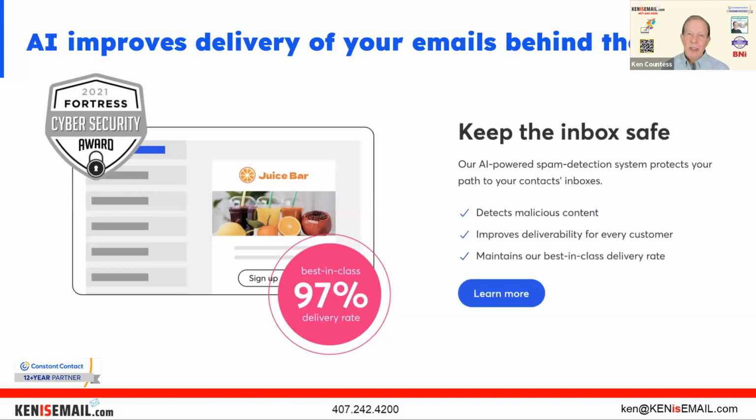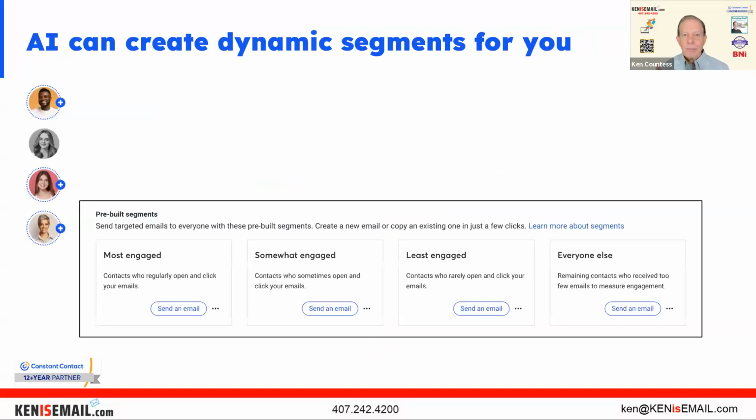Now, let's get a sense of where everyone is with their email marketing currently. You see, AI can create dynamic segments for you. You may be wondering, what does that mean? Well, these are lists that dynamically update based on the engagement people have with your emails. And by the way, you can also consider creating specific segments and automations based on clicks within an email.